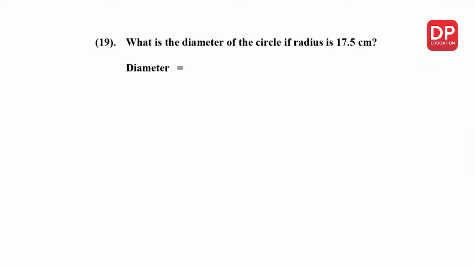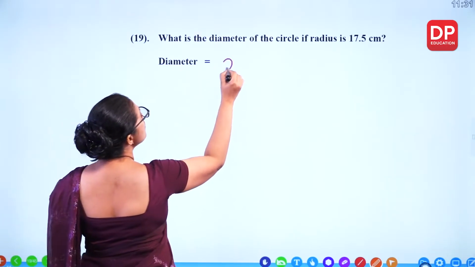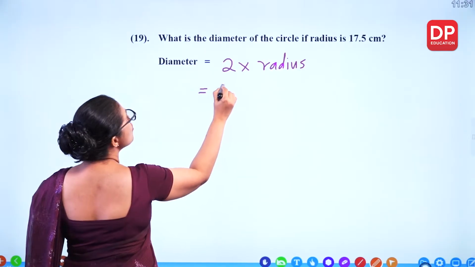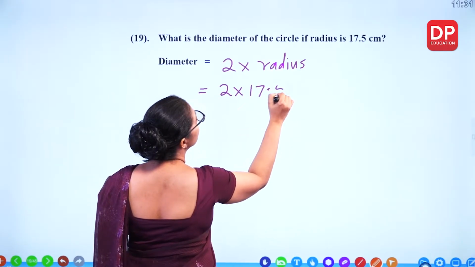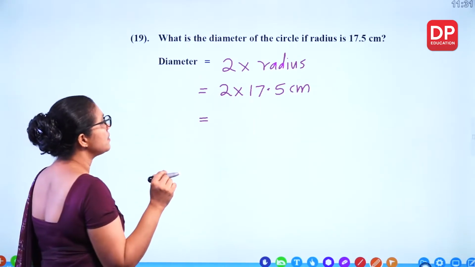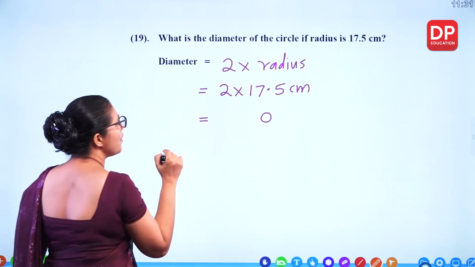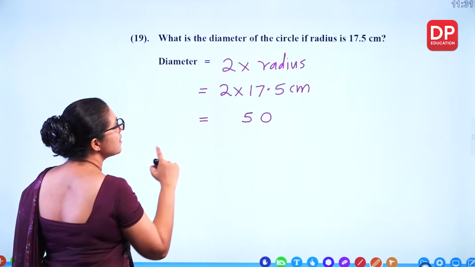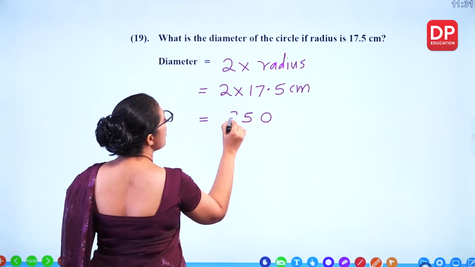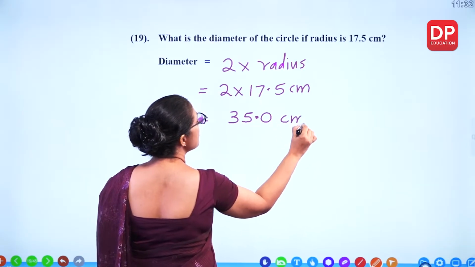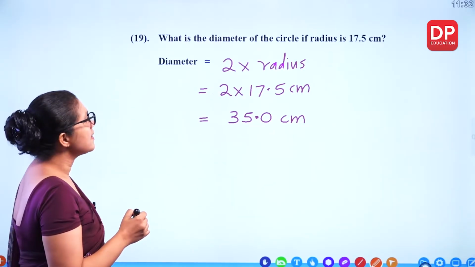What is the diameter of the circle if radius is 17.5? So diameter is 2 times the radius. 2 times 17.5. Ignore the decimal point and multiply. 2 times 5, 10. 1 remaining. 2 times 7, 14 plus 1, 15. 1 remaining. 2 times 1, 2. 2 plus 1, 3. And 1 decimal point. 35 centimeters is the diameter of that circle.